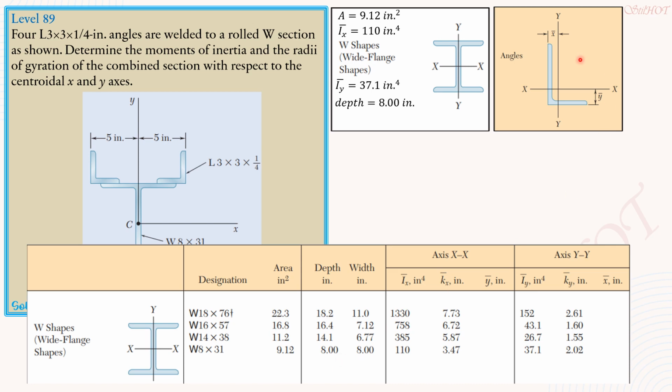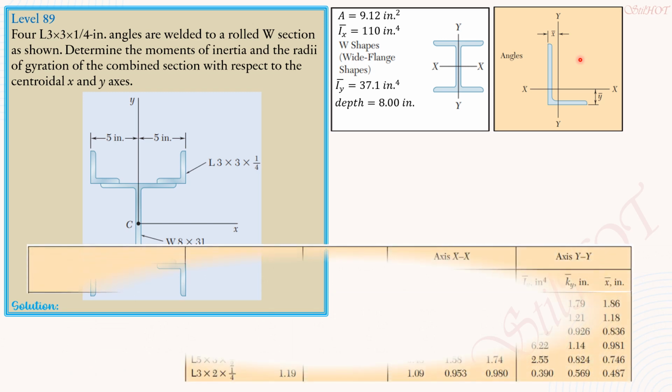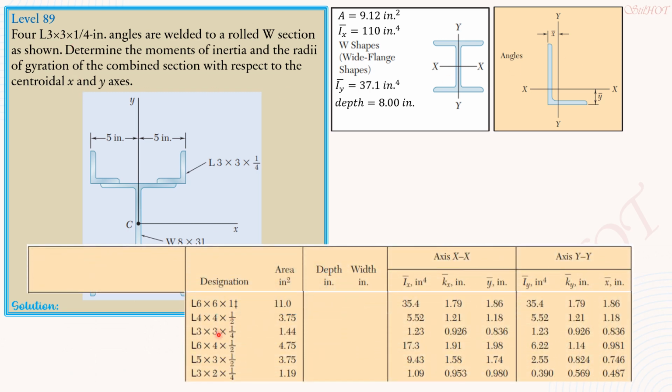Then for the angle 3 by 3 by 1/4, which is this angle here, the area is 1.44. The I bar x is 1.23. Bar y is 0.836, which is also equal to bar x. That's why I bar y is also equal to 1.23 inches to the fourth. Then bar x is also 0.836. So let's transfer it here so that we can analyze this problem.